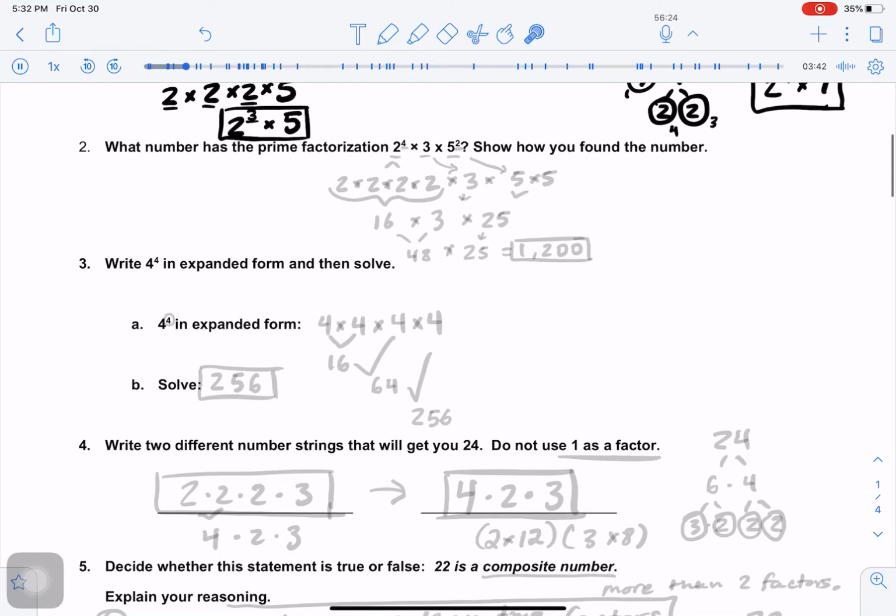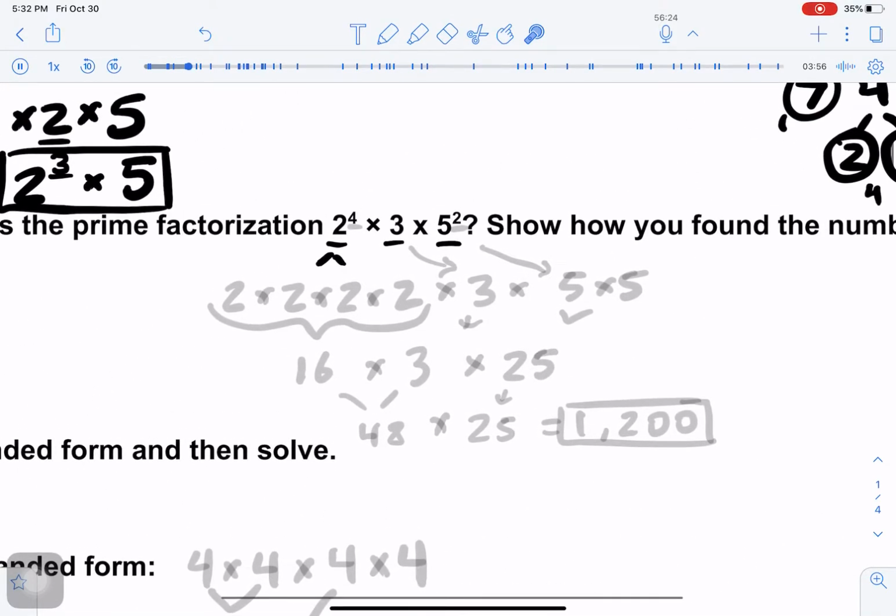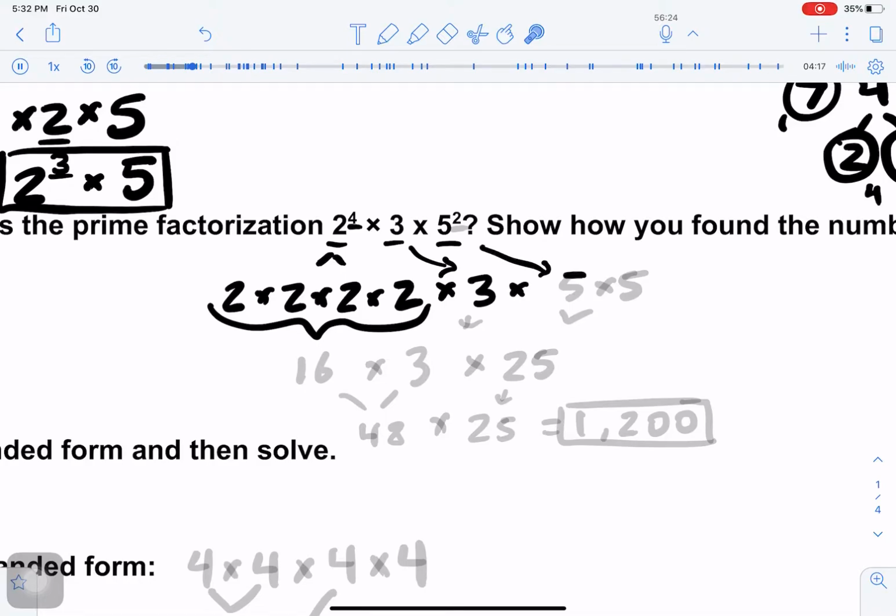Question number 2 says, what number has the prime factorization 2 to the 4th power times 3 times 5 squared? Show how you found the number. To solve this, I'm going to break this apart and express this in expanded form. So I will write 2 a total of 4 times because I see that it's to the 4th power. I'm going to solve for this. I'm also going to multiply that by 3. That came from here. And then I'm going to end it with 5 times 5 because the squared tells me that there are 2 5's in this expression.